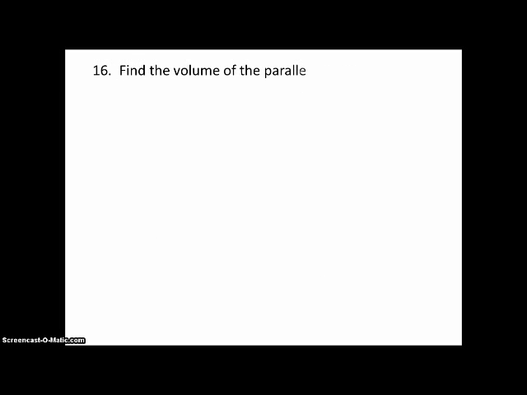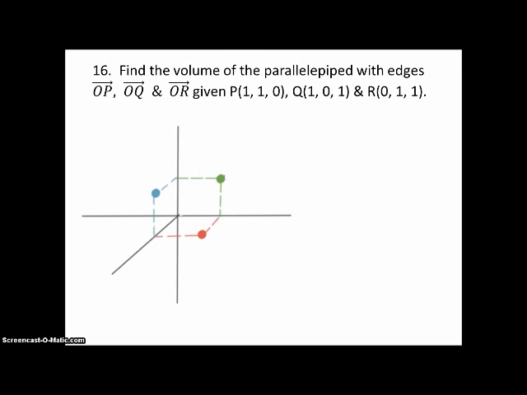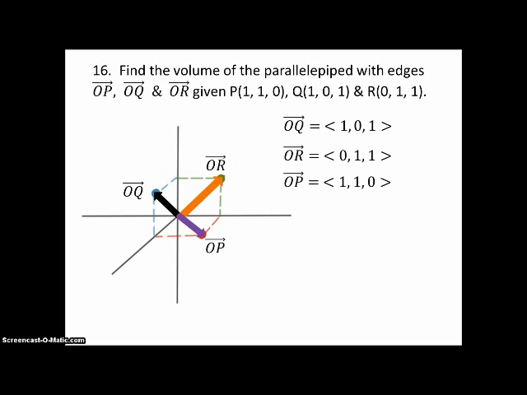Number 16, find the volume of the parallelepiped with edges OP, OQ, OR, given the points P, Q, and R, the same as in problem number 14. Now, O always stands for the origin. So what we're talking about are these three vectors with the same numbers as the points. Now, you can cross any two of them and then dot with the third. But there's actually a quick way to do it all at once, and it doesn't matter how you line it up, because you're going to take the absolute value anyway.